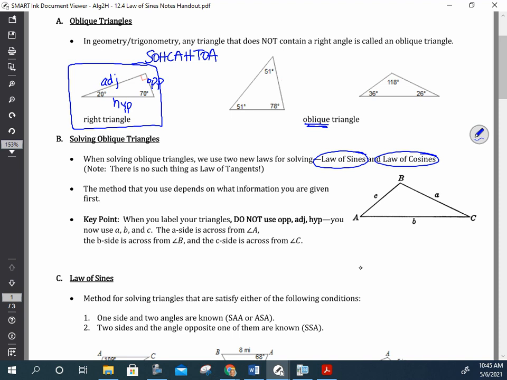Early in section 12.1, I reminded you that capital letters represent angles.